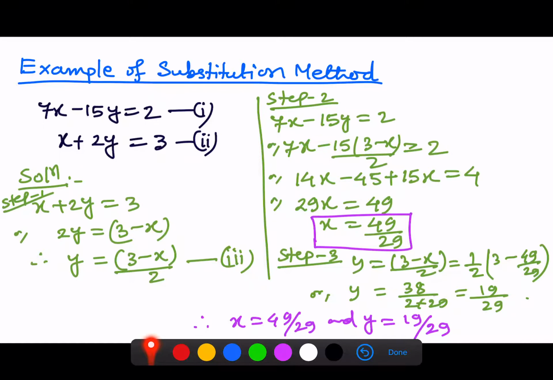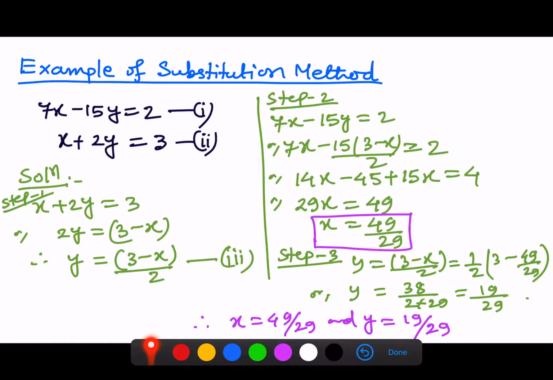Now the first step is to write one variable in terms of the other variable. Here I'll choose the second one. It's your choice, you can take either equation. First I will choose equation 2, x plus 2y equals 3. Now y equals (3 minus x) by 2. This is the first step, one variable in terms of the other variable. Now this expression is equation 3.